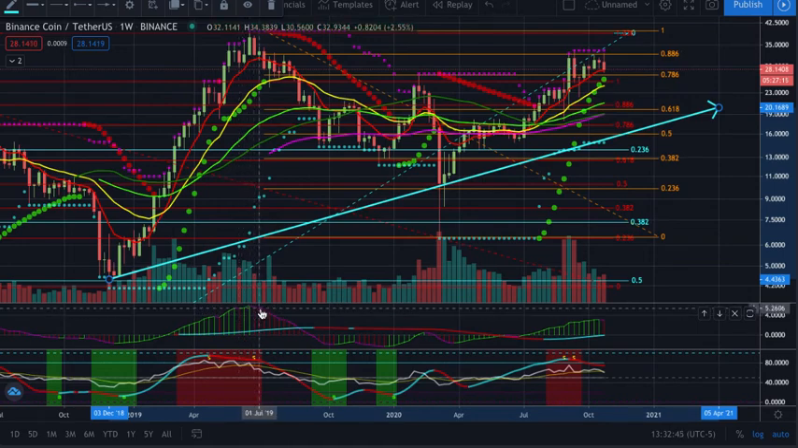Once you get the 2 histograms in a row, that's when you take the profits or short sell or whatever you're doing based on my trading plan. Well, that's what I do. And obviously, like always, it's not financial advice. I'm not your financial advisor. Markets are extremely volatile, all that good stuff.